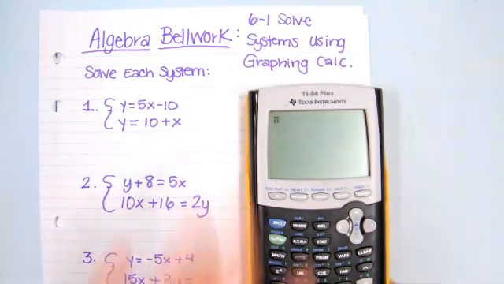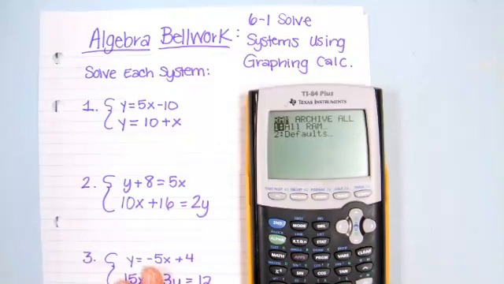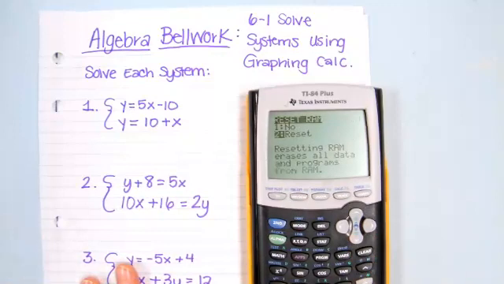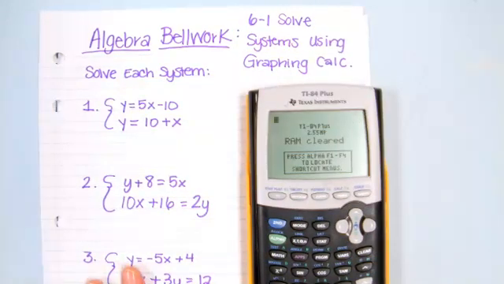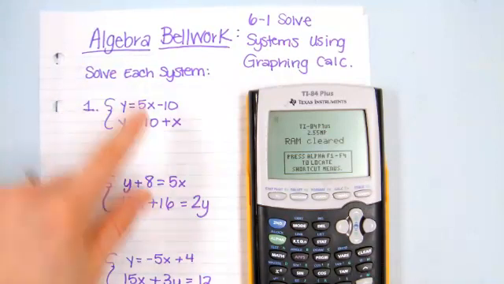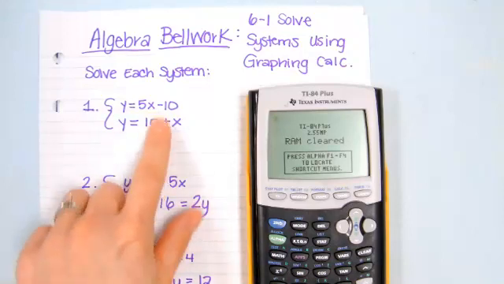So press second, then plus, then go to 7 reset, and then go to 1 all RAM, and then go to 2 reset, and your RAM should be cleared. So that will put us on the right track to be able to do these without any sort of problem. Okay, so if it tells you to solve the system and you're allowed to use a graphing calculator, this is what you can do. Okay, so let's start with this first system.